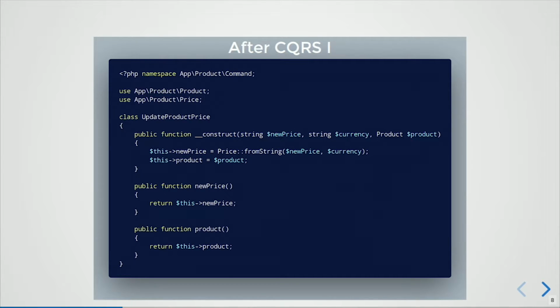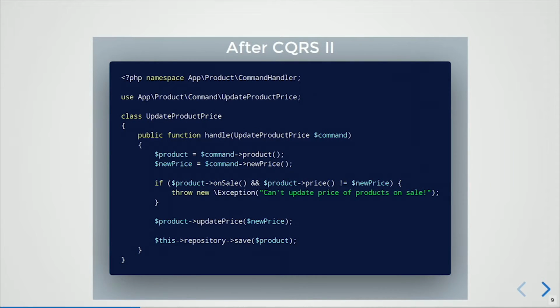We could create a command, which is pretty much a data transfer object, a DTO, which takes in the price, the currency, and the product for which we are updating the price. We expose those two things. We create a price value object. We expose them through getters. That's it. That's all there is. There are no missing pieces in this code.